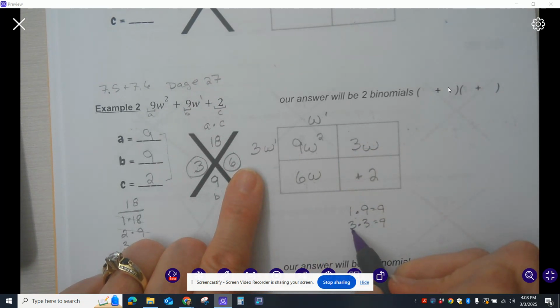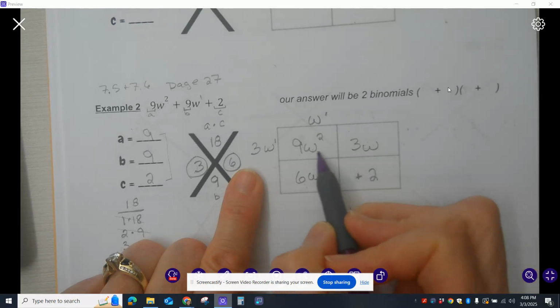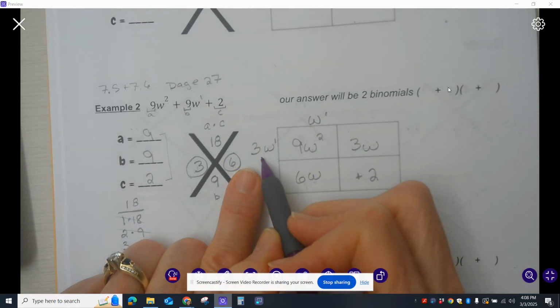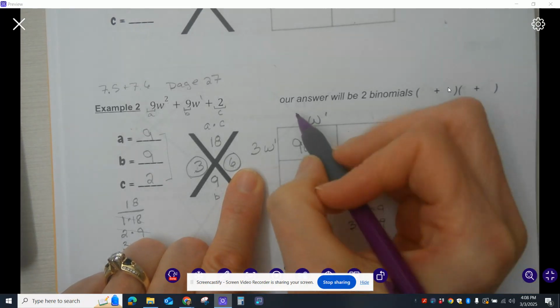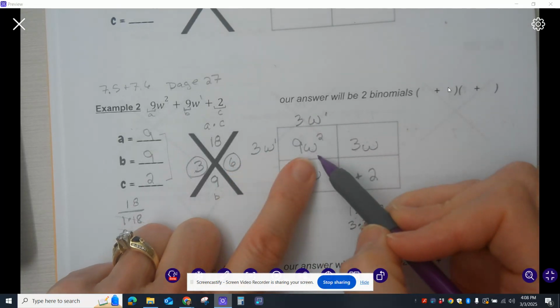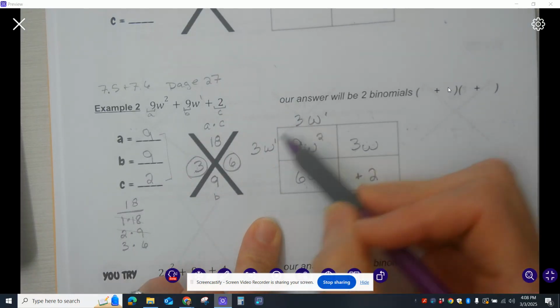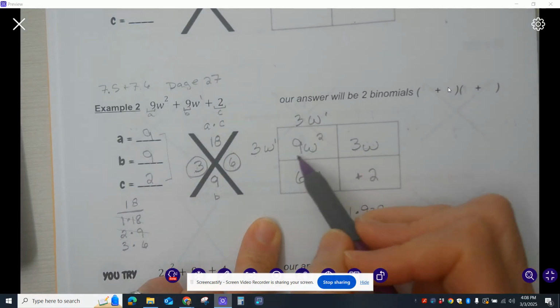So the way to figure out whether I'm going to use 3 times 3 or 1 times 9 is notice I have a common factor of a 3 right here. So then I know this has to be a 3. 3 times 3 is 9. W times W is W squared. So this 3 is a common factor across this column.